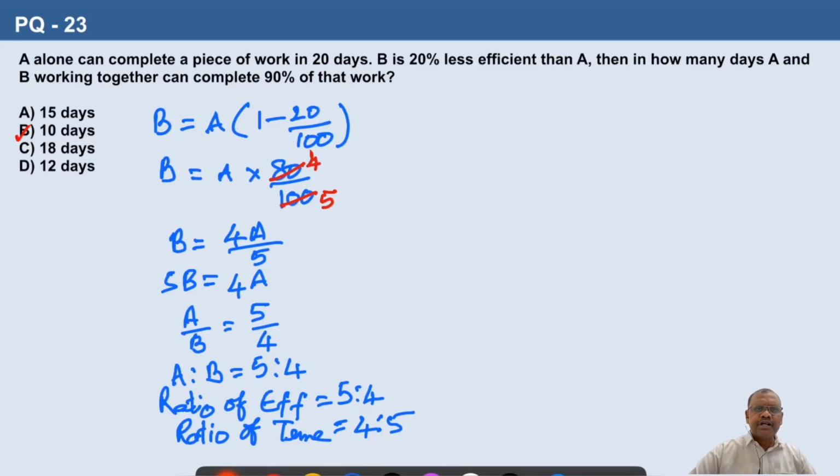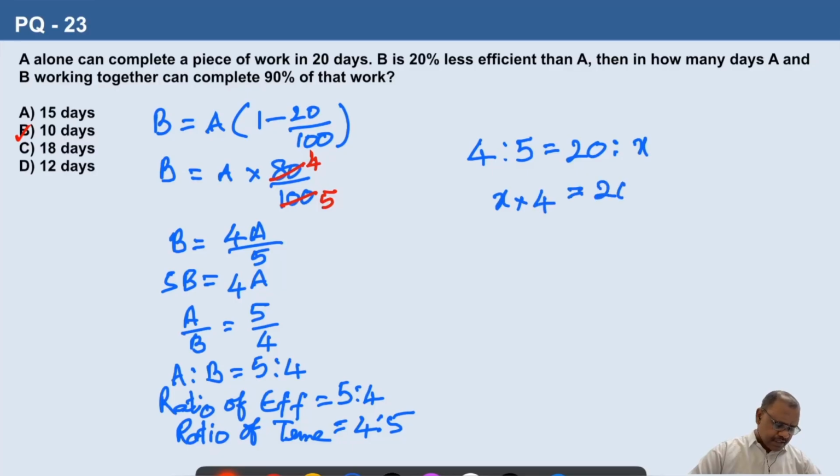A alone can complete the piece of work in 20 days. So we know the time of A, that is 20. Time of B we don't know, assume it as x. Now again product of extremes and product of means are equal. So x into 4 is equal to 20 into 5. If you simplify, x is equal to 20 into 5 by 4.